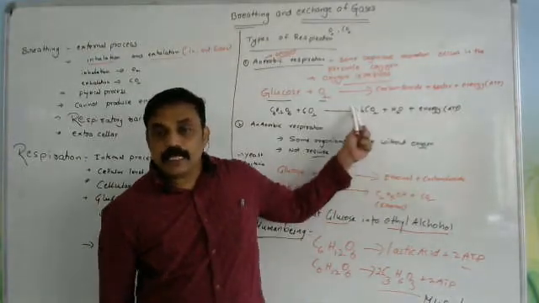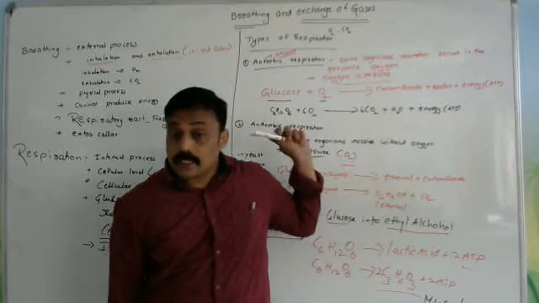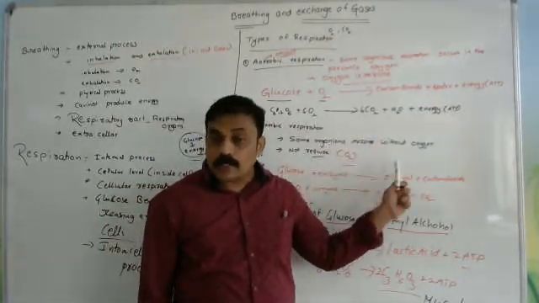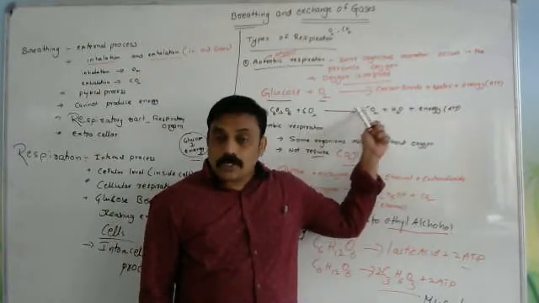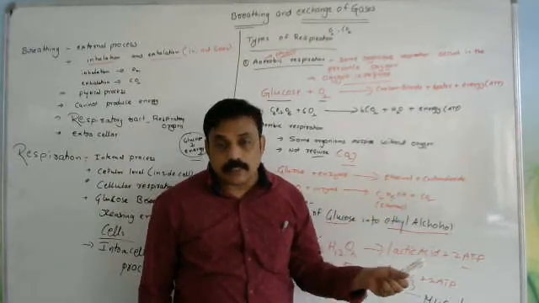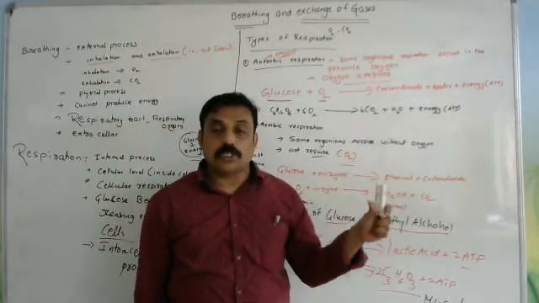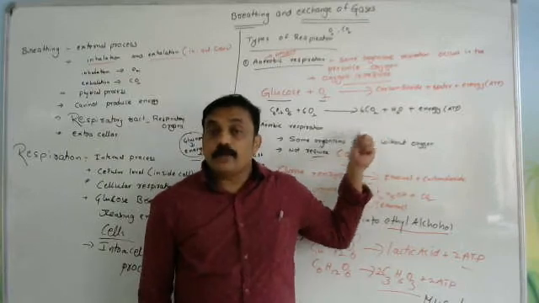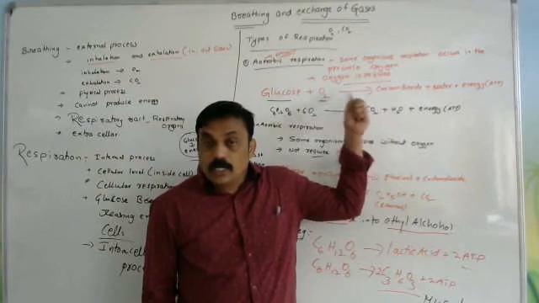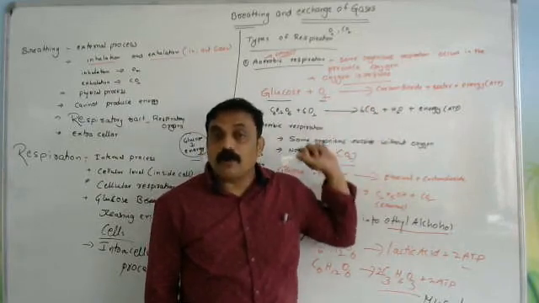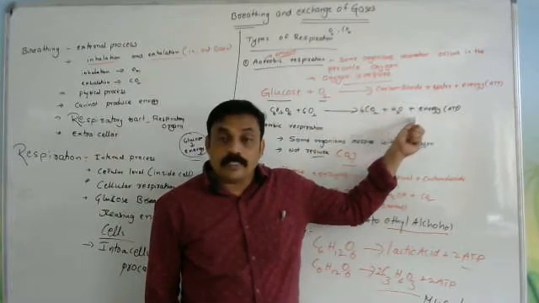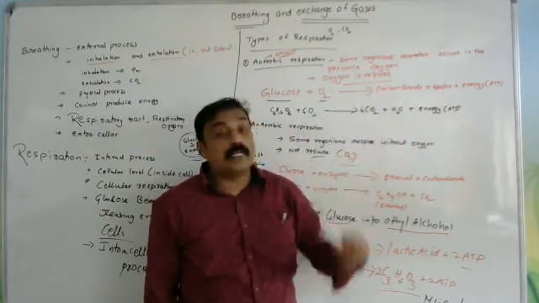So, respiration is an internal process. It occurs at the cellular level, an intracellular biochemical process. In the process of respiration, food molecules are broken down, releasing energy. Respiration is of two types: aerobic respiration and anaerobic respiration. Aerobic respiration occurs in the presence of oxygen. Glucose is broken down in the presence of oxygen, releasing carbon dioxide, water and energy.